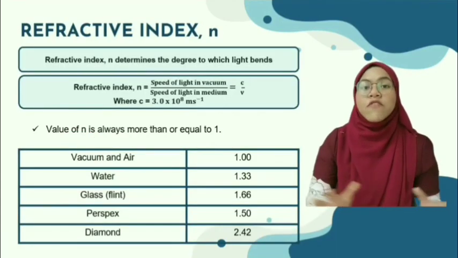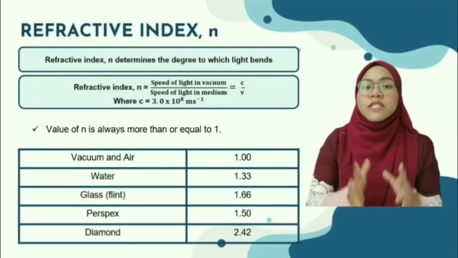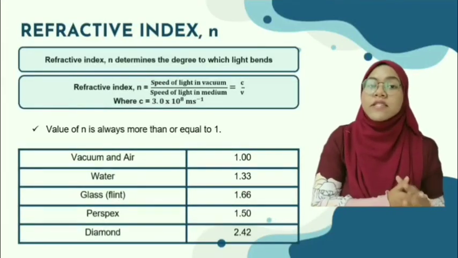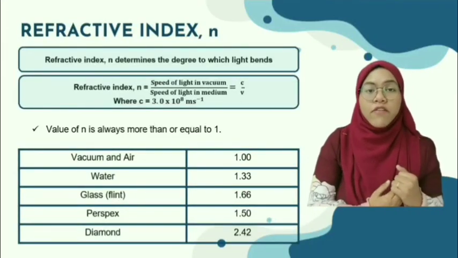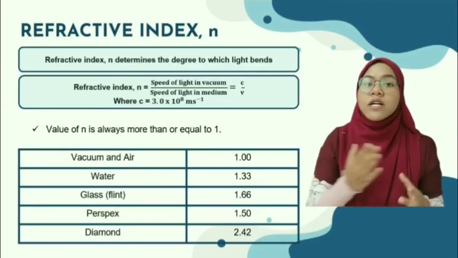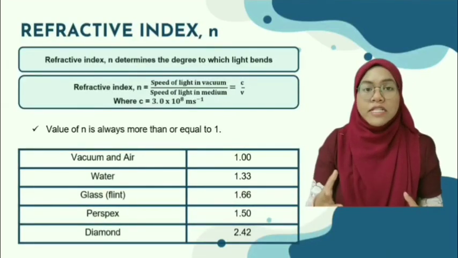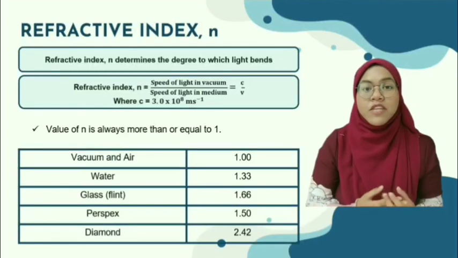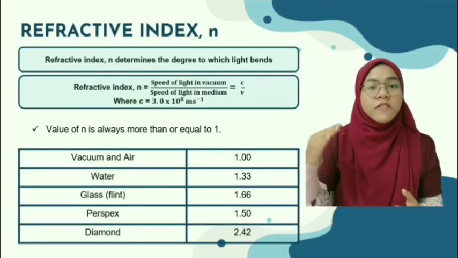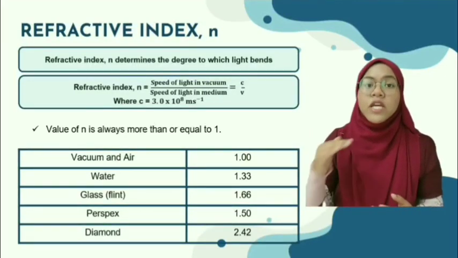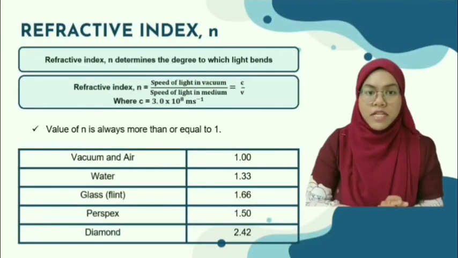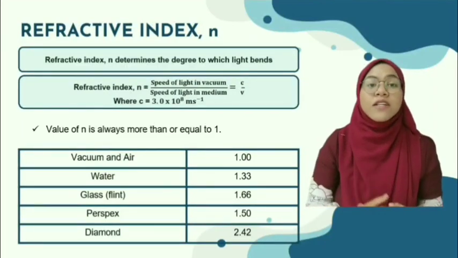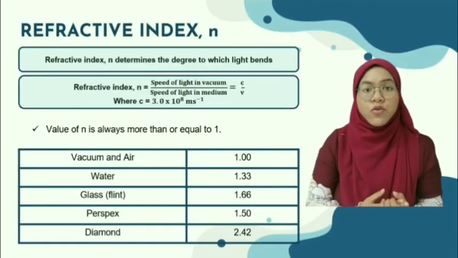The function of refractive index is to determine the degree to which the light bends when traveling from a vacuum to a medium. In other words, refractive index can be defined as the ratio of speed of light in vacuum to the speed of light in medium. The value of n is always more than or equal to 1.